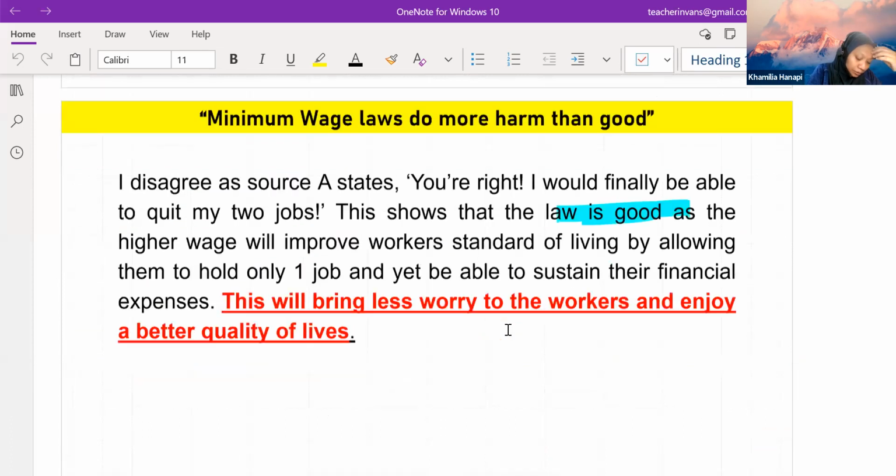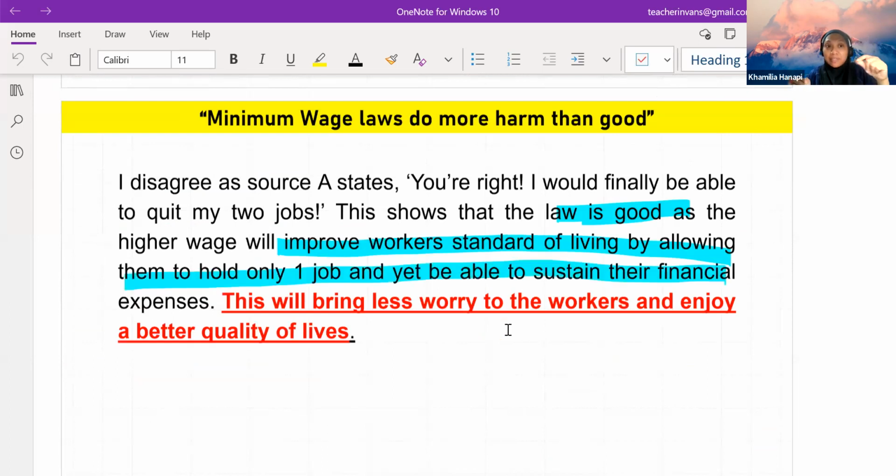There will be workers who will now enjoy more than one job and they're able to sustain their financial expenses better. Can you see the link is so short? This will bring less worry to workers and they will enjoy a better quality of life. So again, the good part here is about increasing standard of living, increasing quality of life.